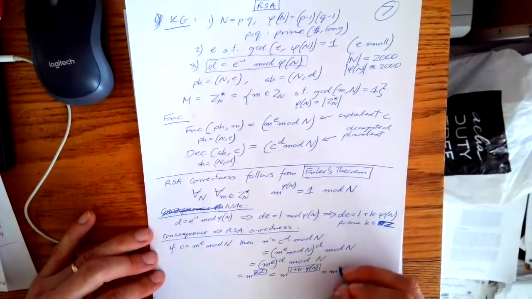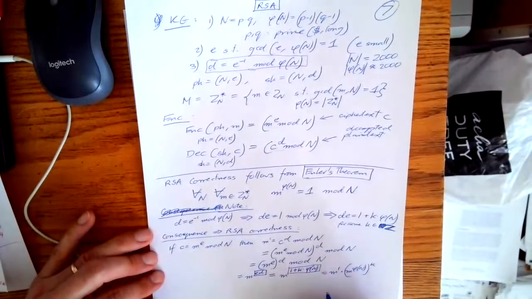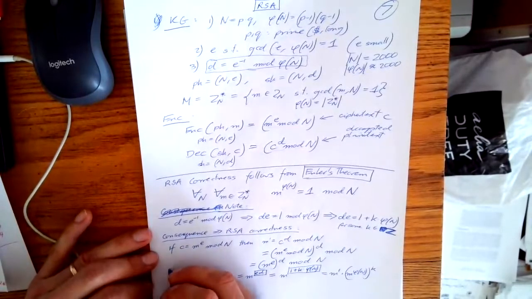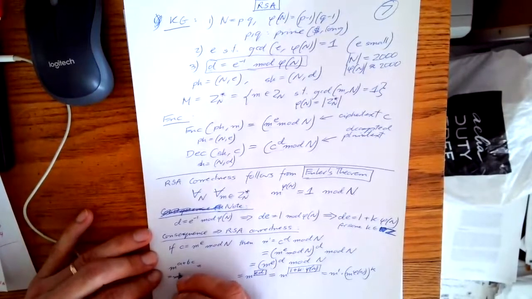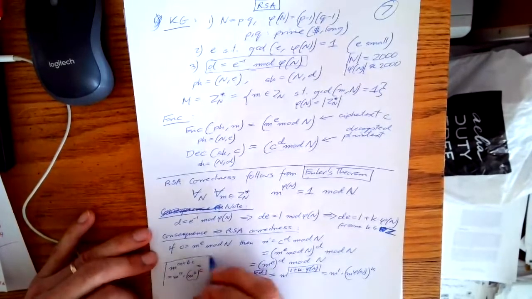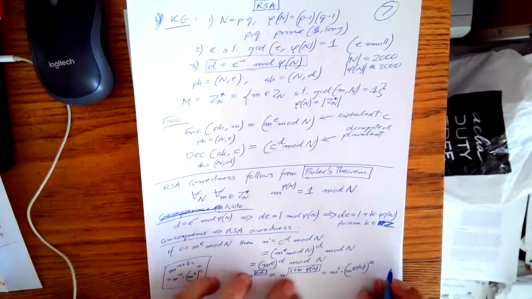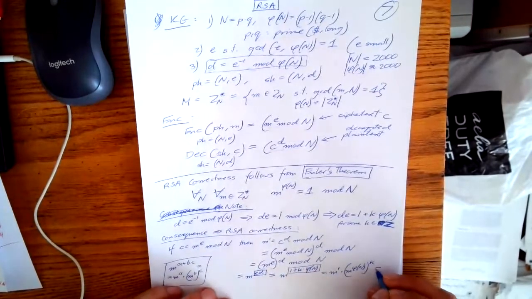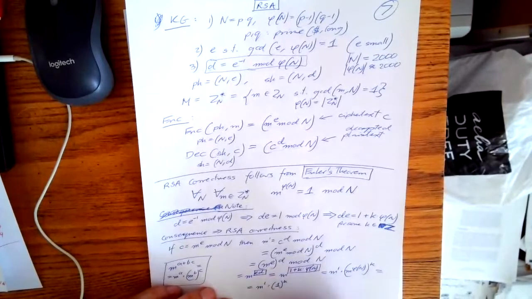This is M to the 1 times M to the phi of n to the K, right? Because that's how arithmetic works. Like M to the A plus BC is the same as M to the A times M to the B to the C, yeah? So that's all I did. And now we're basically home, because this is the same as M to the 1 times 1 to the K.